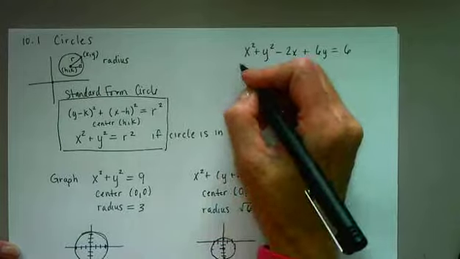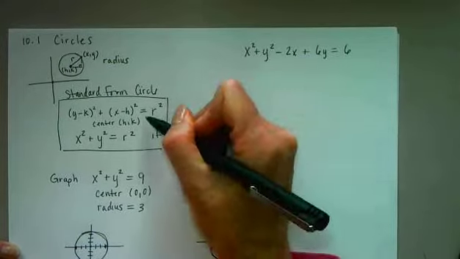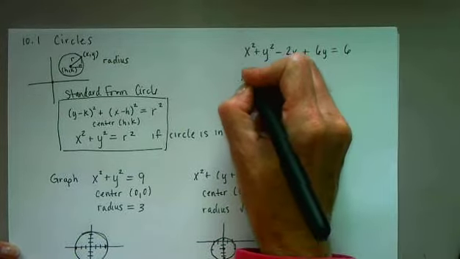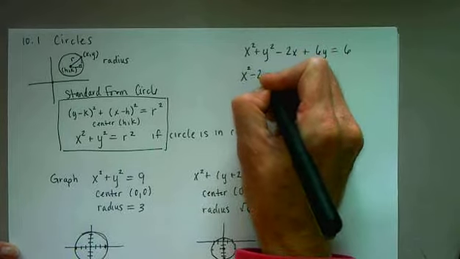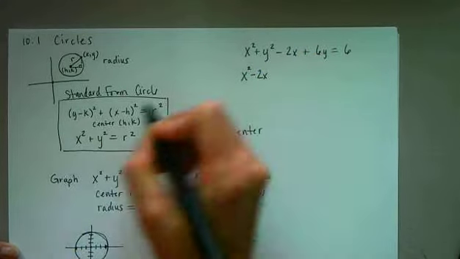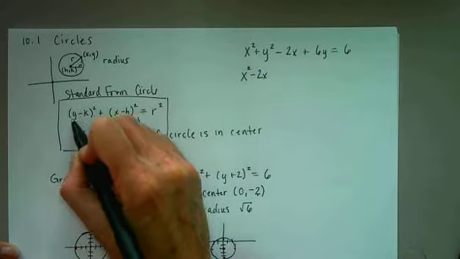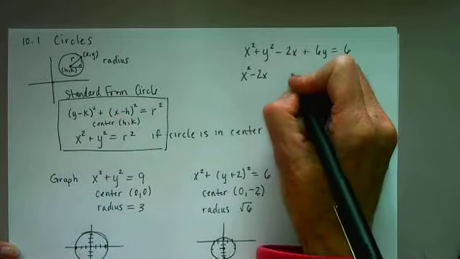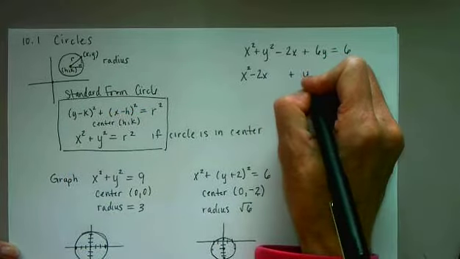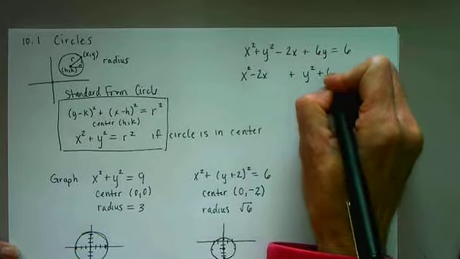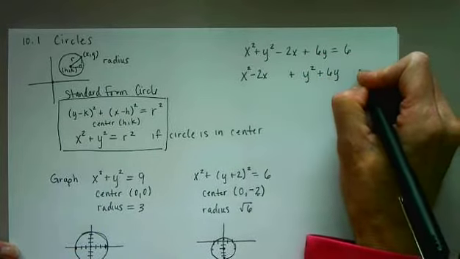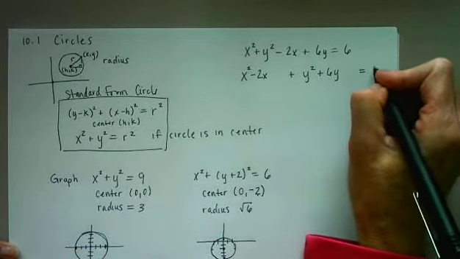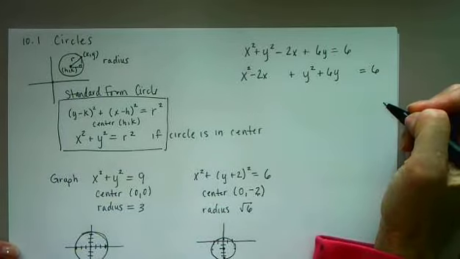So what I need to do is make that look like this. And so I'm going to put my x's together, and then I'm going to leave a space because I want to complete the square. I want a perfect square. Then I'm going to write my y's, and we did this with parabolas, so it's not totally foreign. And the 6 I'm just going to leave there on the right side. It'll be part of the radius.